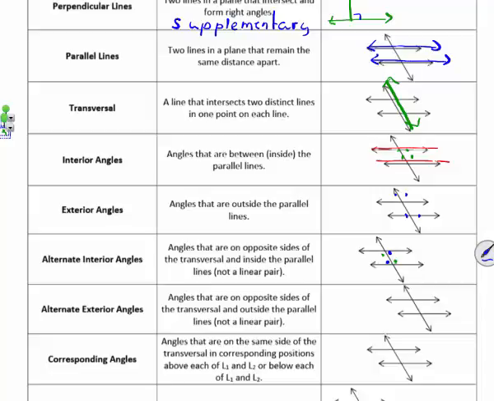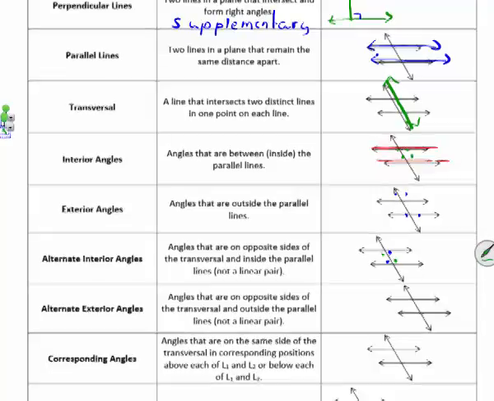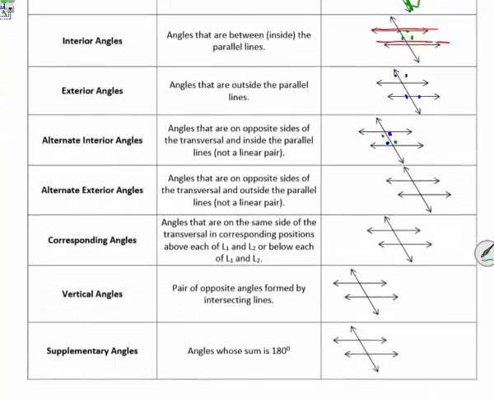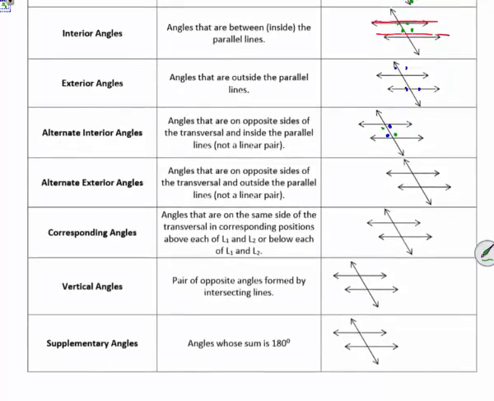Alternate exterior angles. So we know exterior means that they're on the outside of the parallel lines, and alternate means you're going to be on opposite sides of the line. So this is going to be very similar, but on the outside. So we're going to have this one up here is alternate exterior to this one. This angle up here is alternate exterior to this one. So again, either using different colors or you could use different symbols.